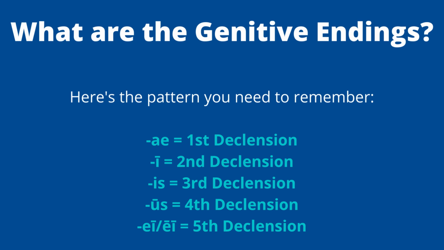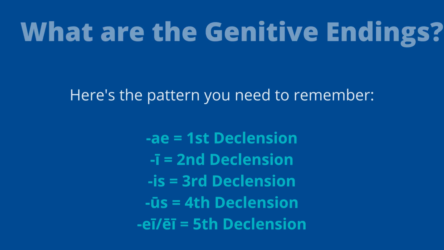So here's the pattern. AE is what we call first declension, the first group. The long I is second declension. IS with no long mark, short IS, is third. A long US is fourth. And then we have EI. It's either going to be a short E or a long E with a long I. You see it in different ways. But that EI ending basically is fifth declension. So if you memorize these, now you have a leg up. Any Latin noun that a teacher can give you or anything you encounter in your Latin career, you're going to know what group it belongs to, and then you know the endings, and you can kind of predict how these words are going to be spelled.